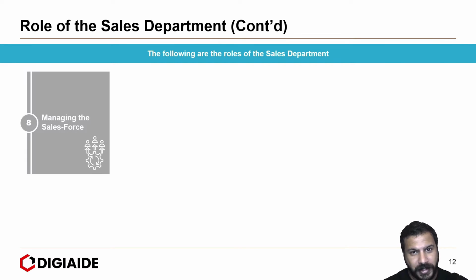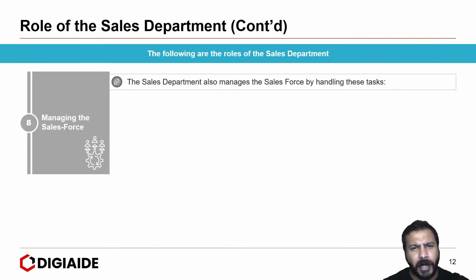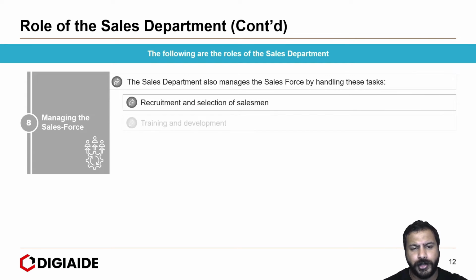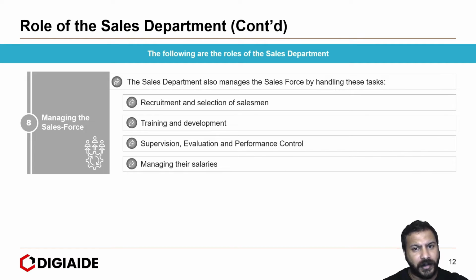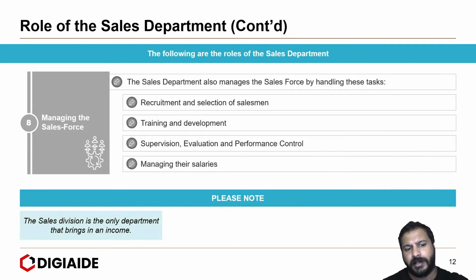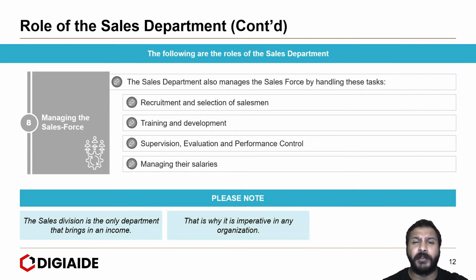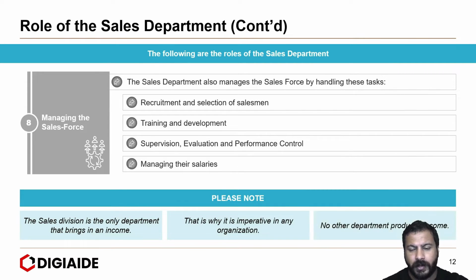At number 8, managing the sales force. The sales department also manages the sales force by handling these tasks, such as recruitment and selection, training and development, supervision, evaluation and performance control, and managing their salaries. Please note, the sales division is the only department that brings in an income for the company. That is why it is imperative for any organization. No other department produces income.